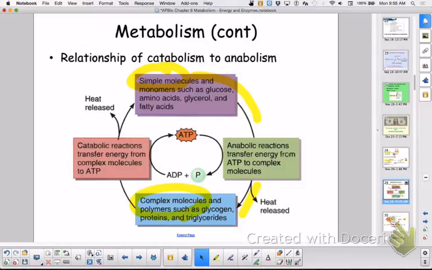Okay, so I want coupled reactions. ATP hydrolysis can be coupled with an endergonic reaction so that energy loss is minimized.